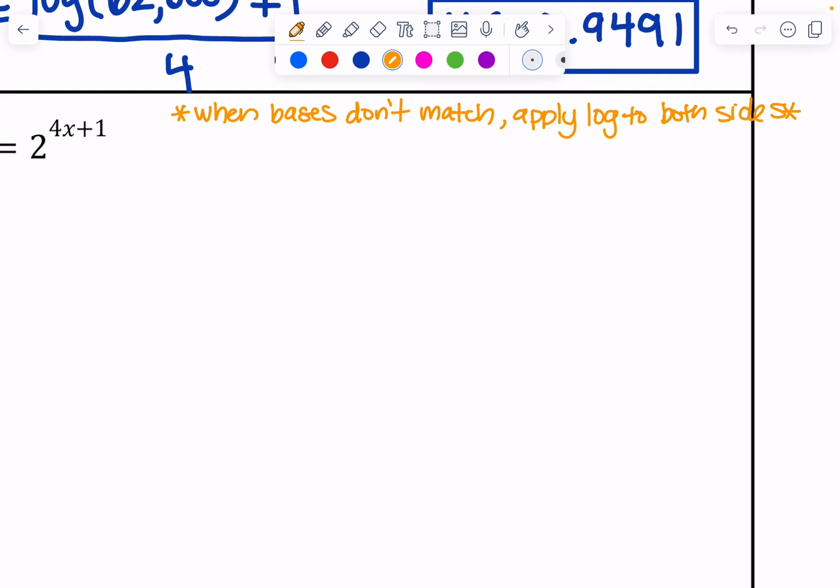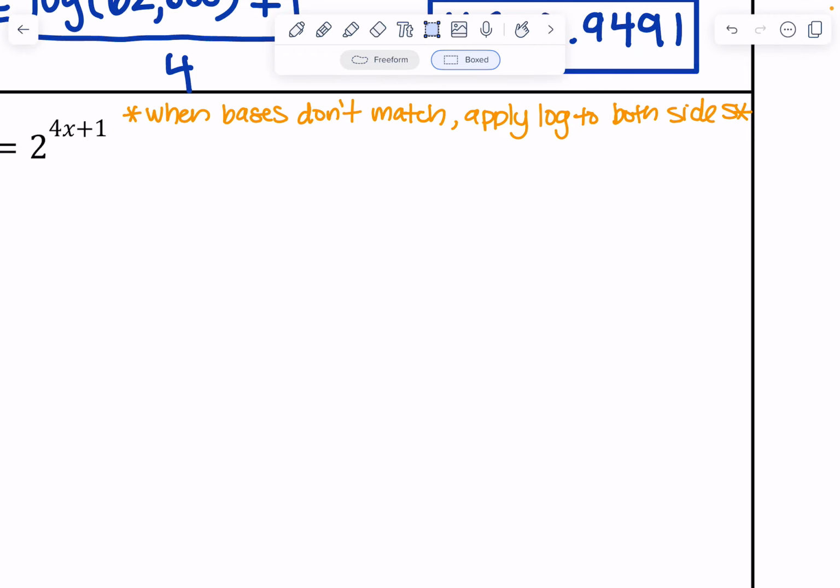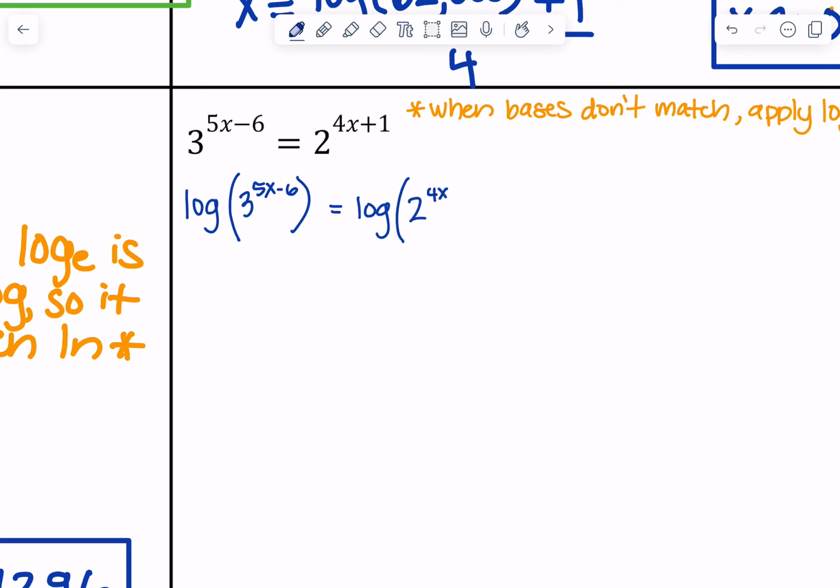Okay, so when they don't match or can't match easily, we're going to apply the log to both sides. Let me smooth that over. Okay, like I said, we're going to have to write really tiny for this, but if I write the log of both sides, I'm going to have log of 3 to the 5x minus 6 is equal to log of 2 to the 4x plus 1. And notice I did the same thing on both sides. I keep equality because I did the log of both sides.